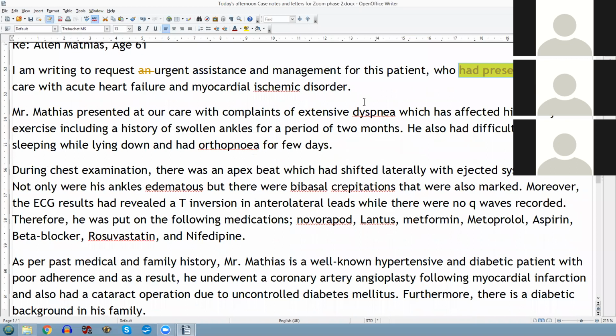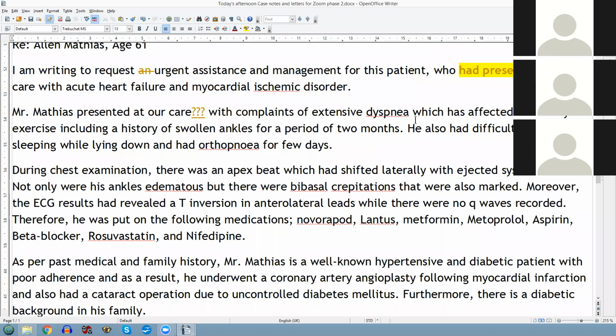Okay, "Mr. Matas presented at our care." At our care, what? Is this being used as a noun, an adjective? At our care facility, at our hospital, at our practice? Okay, "with complaints which has affected his ability to exercise."